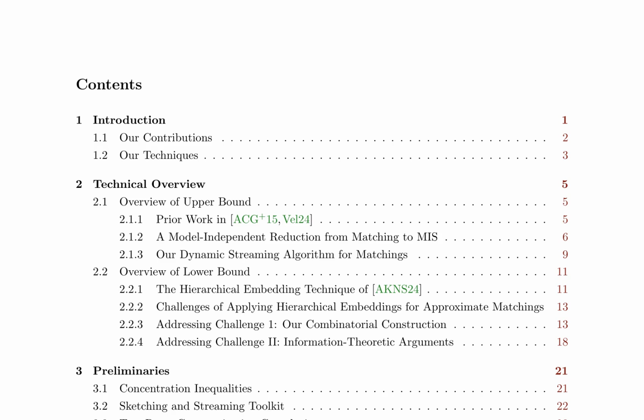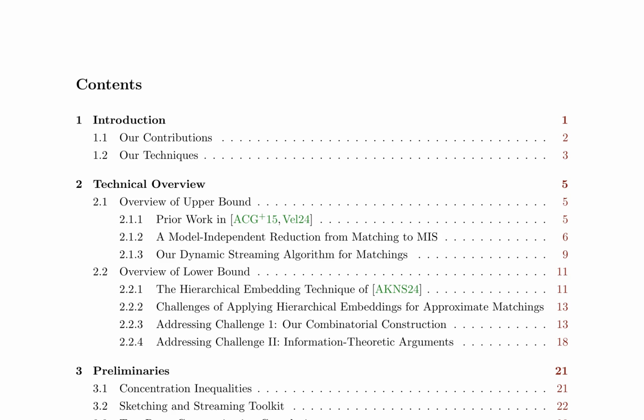The paper also provides a technical overview of the upper and lower bounds, including a discussion of the challenges and techniques used to address them. The authors use concentration inequalities, sketching and streaming toolkit, and two-party communication complexity to prove their results.